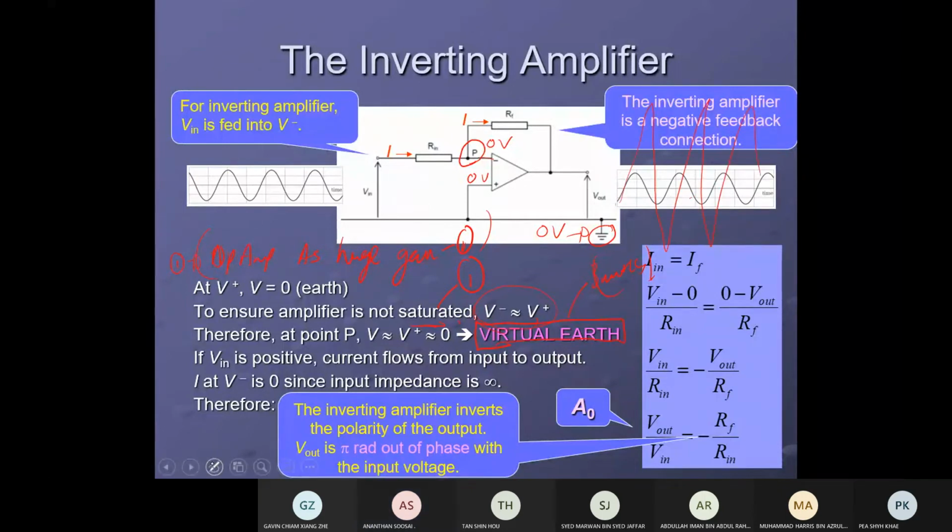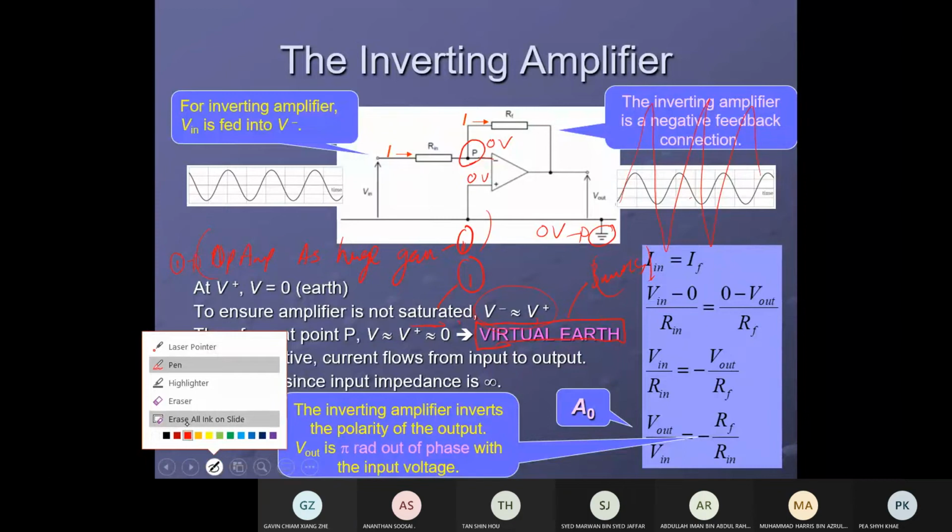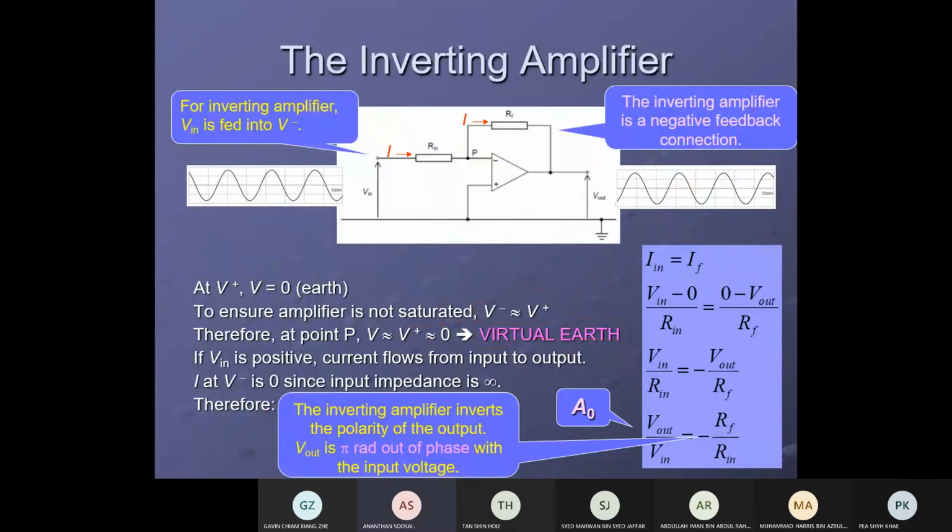Now, the gain for this amplifier is not anymore 10 to the power of 5. So for this inverting amplifier, the gain is this formula. The V out over V in equals negative RF over R in. This is the formula which determines the gain of this amplifier.